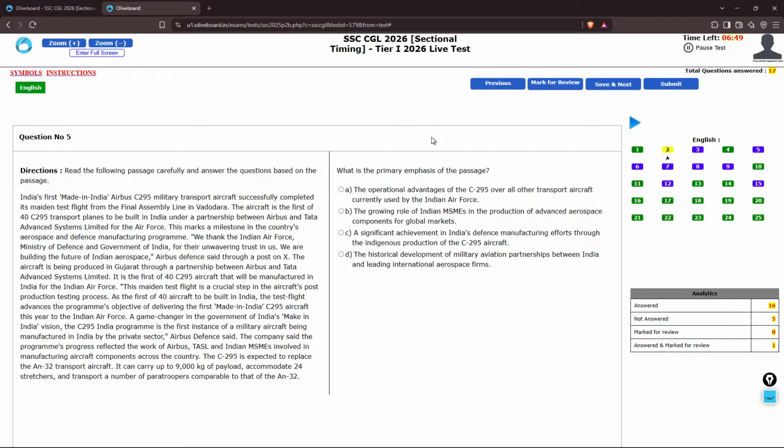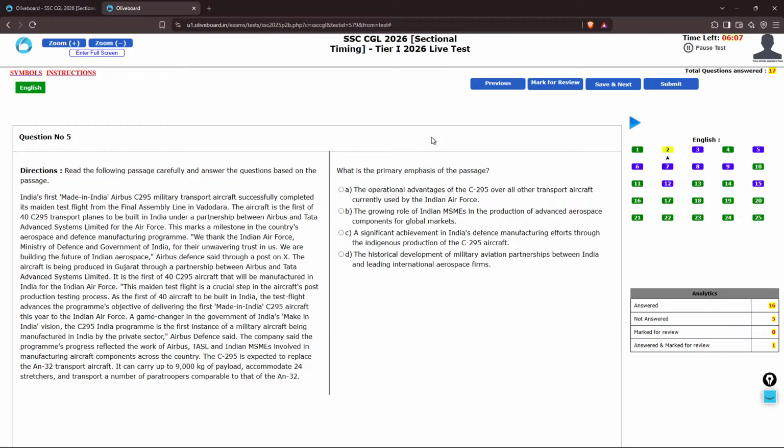India's first Airbus C-295 military transport aircraft successfully completed its maiden test flight from the final assembly line in Vadodara. The aircraft is the first of 40 transport planes to be built in India under a partnership between Airbus and Tata. This marks a milestone in the country's aerospace and defense manufacturing program. We thank the Indian Aerospace Minister for trusting us. We are building the future of Indian aerospace, Airbus Defence said. The aircraft is being produced in Gujarat through a partnership between Airbus and Tata. Okay, this is 40.